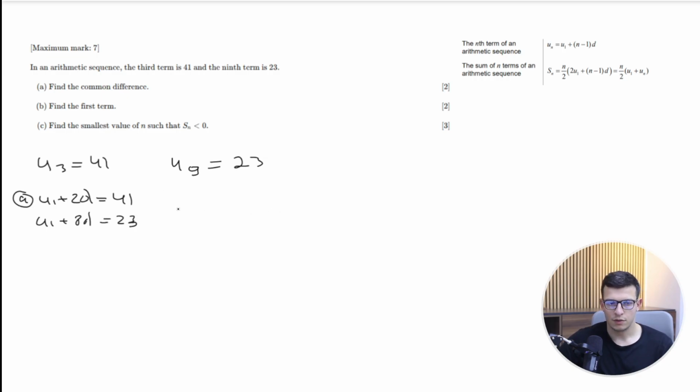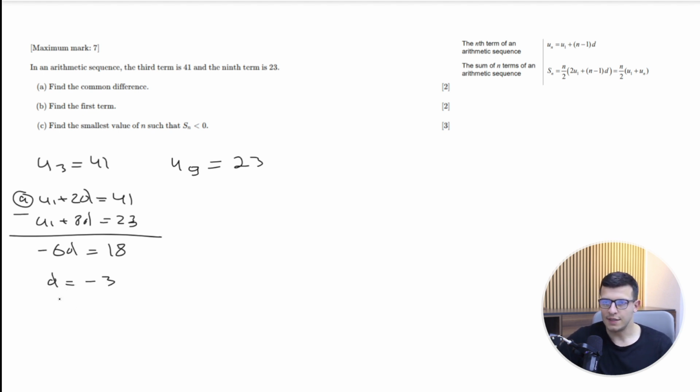Now what can I do here? I can do substitution or elimination. I like elimination better, so I'm going to subtract the first equation from the second one, or the other way around, it doesn't matter. Let's do the first from the second, so we still have a negative number anyway. Subtract. u1 will cancel. 6d is going to be equal to negative 18, so d is going to be equal to negative 3.